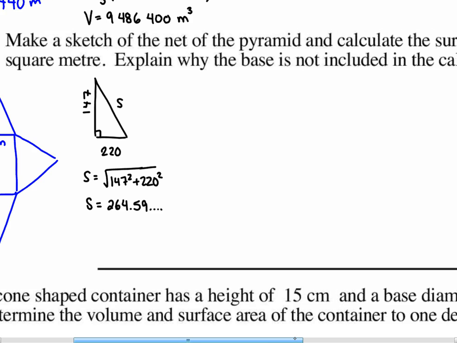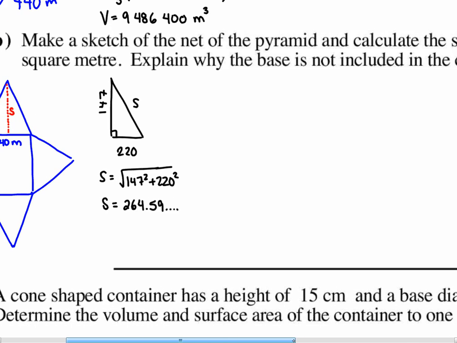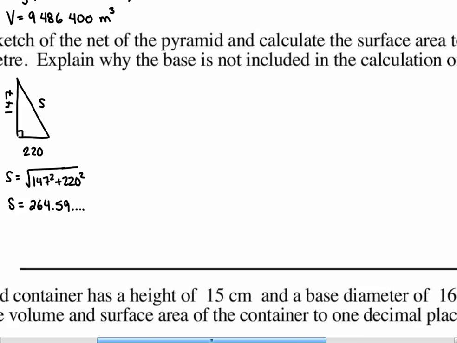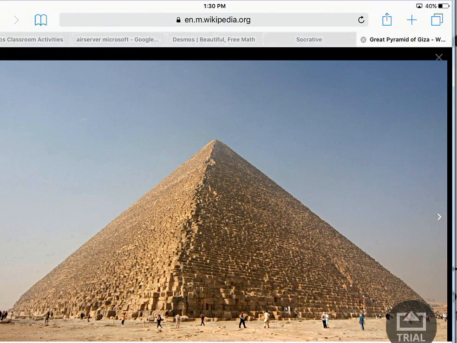It says make a sketch of the pyramid, calculate the surface area to the nearest square meter, explain why the base is not included in this calculation. Why is the base not going to be included? Why are we not going to include this base in surface area? Think about the problem. What pyramid is this? It's that one, right? So when we're talking about surface area, what are we talking about? Yeah, because it's an exposed area.